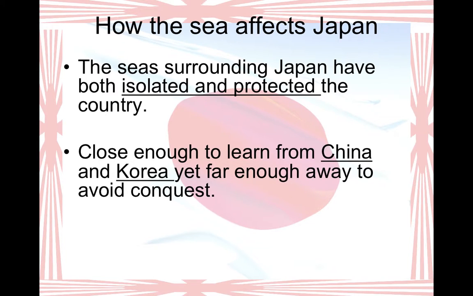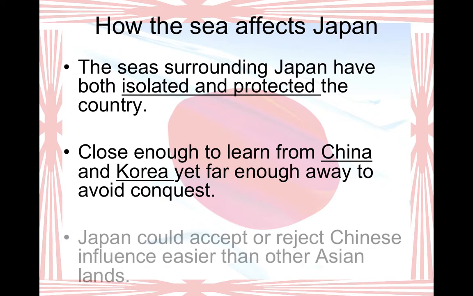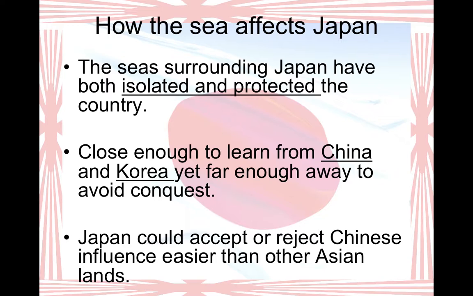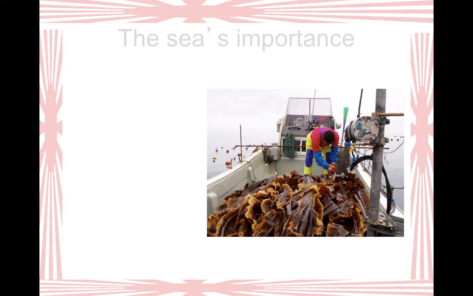Japan was close enough to China and Korea, yet far enough away to avoid conquest. So they ended up learning a lot and taking a lot of ideas from China and Korea, but China and Korea did not take it over just because of the sheer distance and the body of water separating them. Japan would later accept some ideas and reject some ideas from China, and we'll talk about what those ideas are.